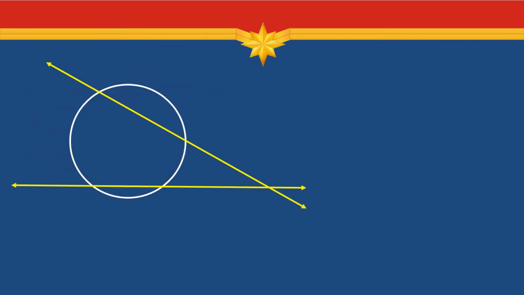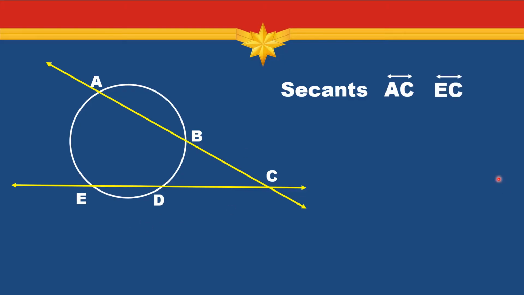So in here, we have 2 secant lines. Can you tell me or name the 2 secant lines? Yes, we have line AC. We can also call it line CA or line AB, or line BA. They are just the same. And what do you think is the other secant line? Right, we have line EC, or we can also call it line CE, or line ED or line DE.